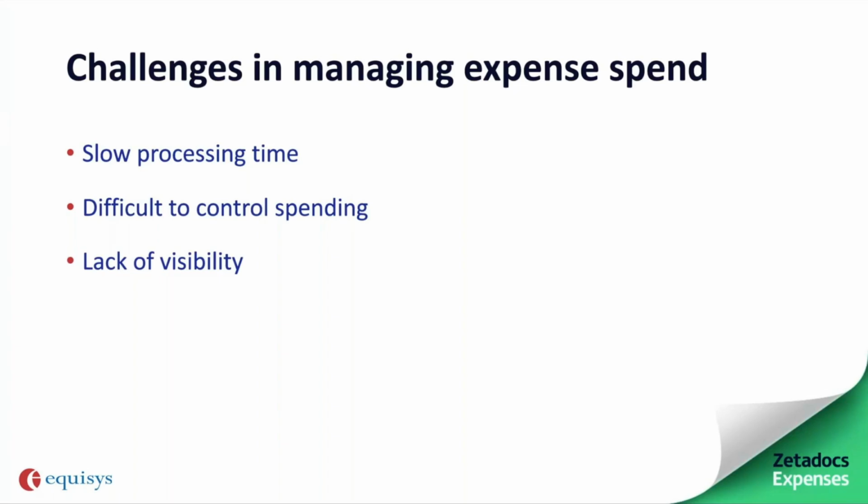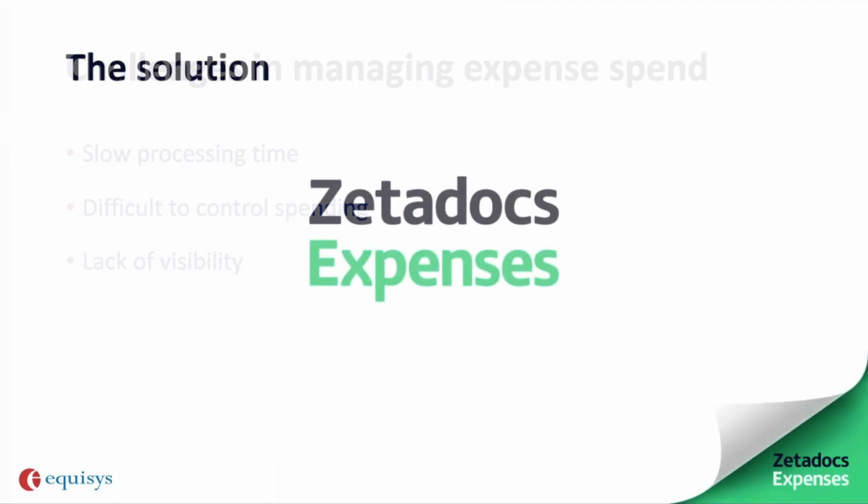Finally, without a clear view of expenses, it becomes challenging for organizations to understand where and how funds are being utilized. This lack of visibility hampers the ability to assess overall spending patterns, identify areas for optimization, and make informed decisions about resource allocation. Those are the challenges, but what's the solution?